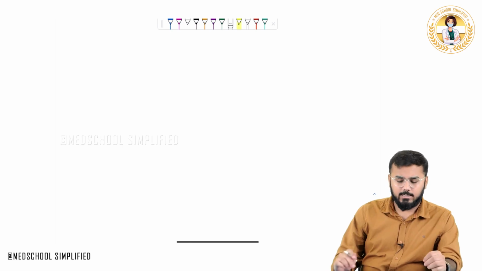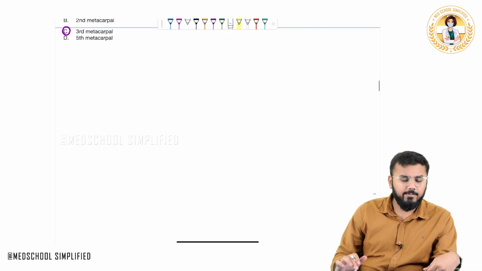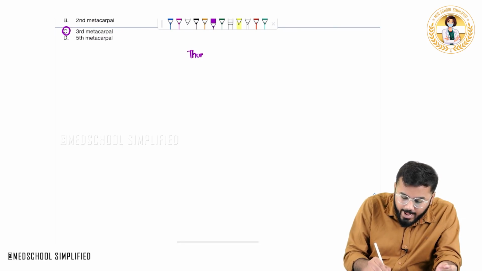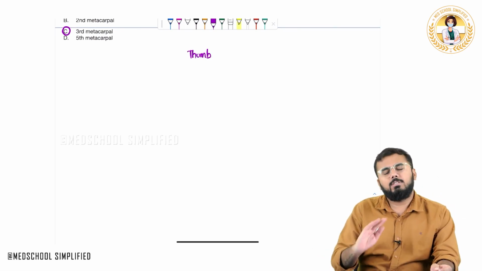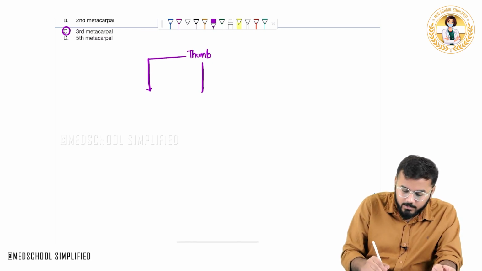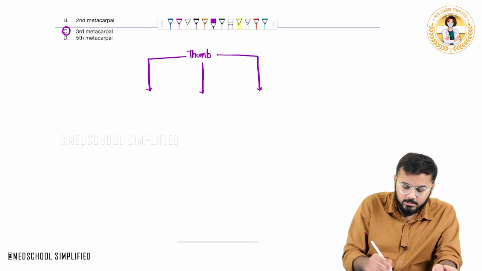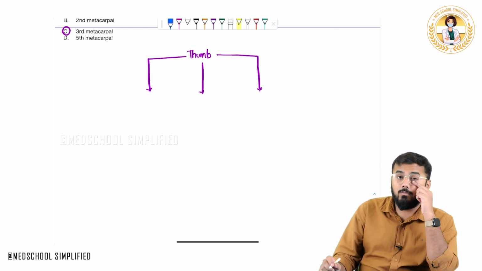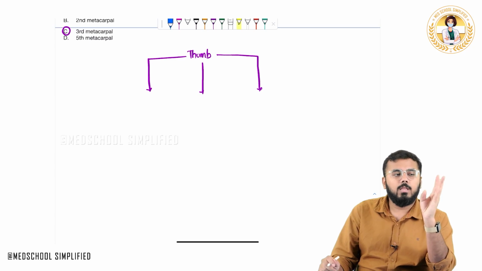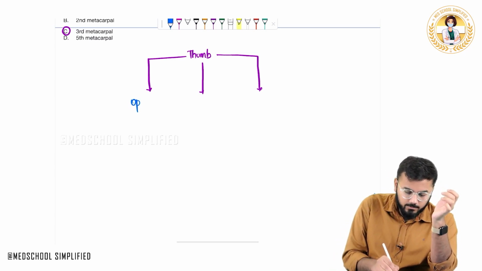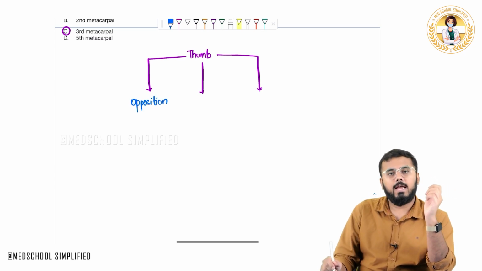Next important thing, guys, is a very important question: what are the actions of the thumb? We have discussed many actions of the thumb, right? So I am going to mention some of these actions. The first action I told you, whether first or last, is opposition, counting the fingers. So opposition is one of the actions.